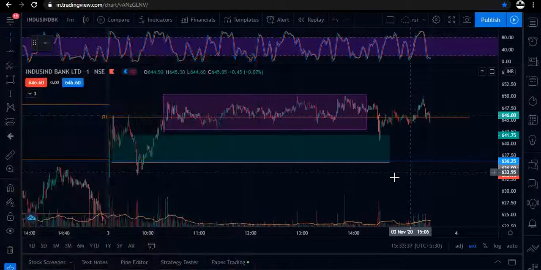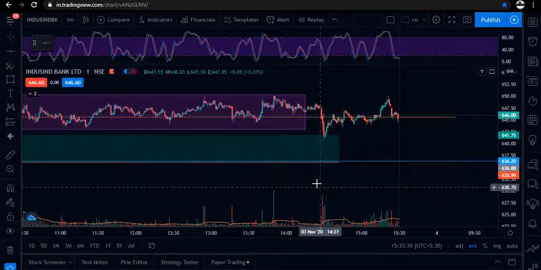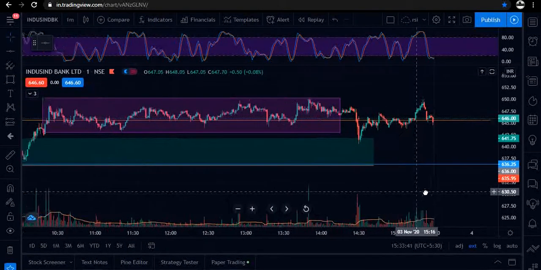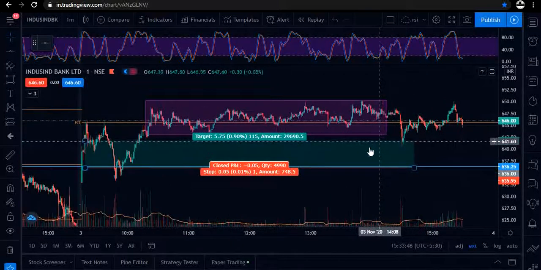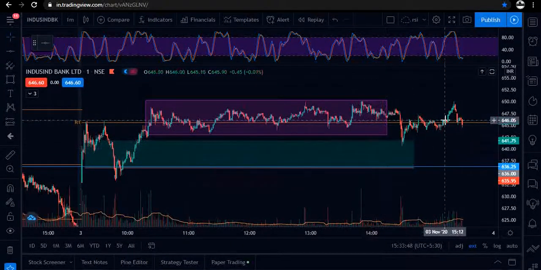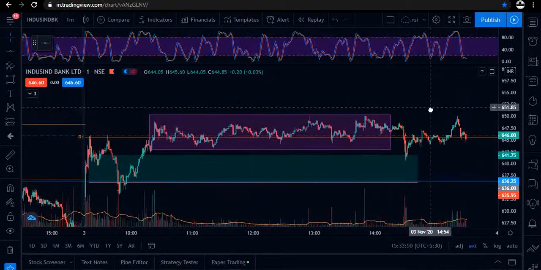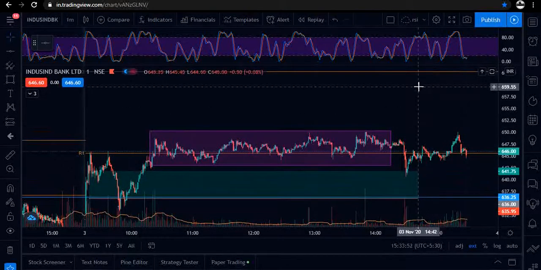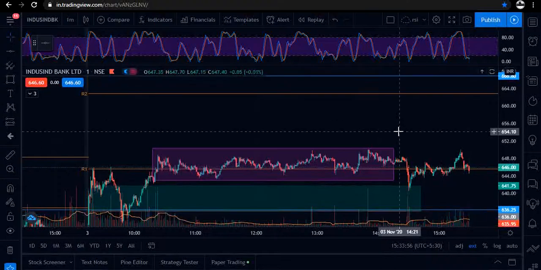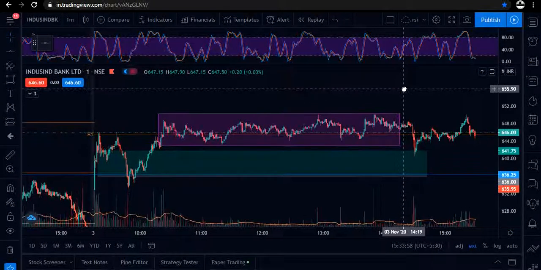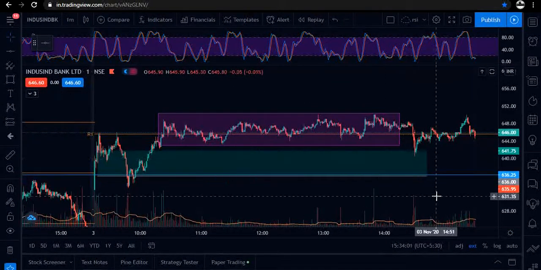So traders, here you can see that our trailed stop loss was triggered here, and even after market closing our target was not achieved, which was near this R2. So it's okay, our trailed stop loss got hit and we booked profit.